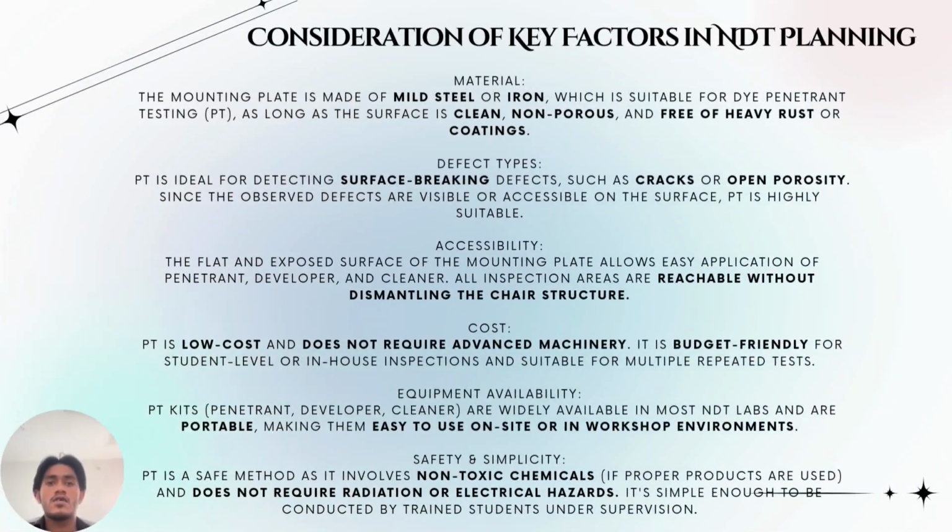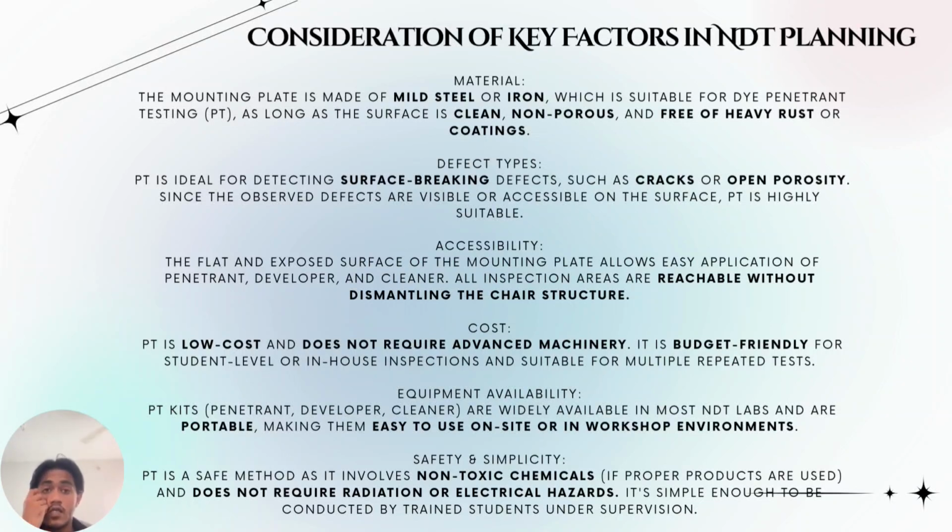Before conducting any non-destructive testing, it's essential to carefully consider several key factors to ensure the method chosen is both effective and appropriate for the component being tested. Let's begin with the material. The mounting plate of the metal chair is made of mild steel or iron, which is compatible with dye penetrant testing. However, for dye penetrant testing to be effective, the surface must be clean, non-porous, and free of heavy rust or coating.